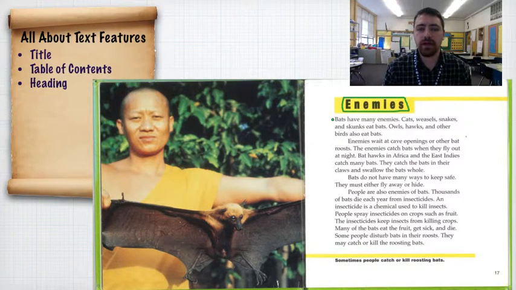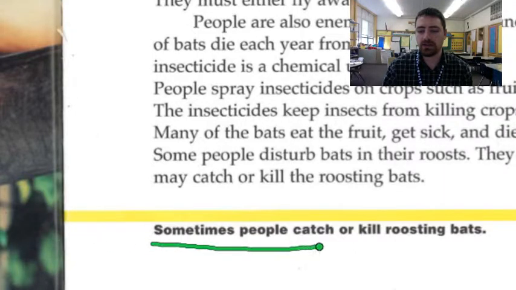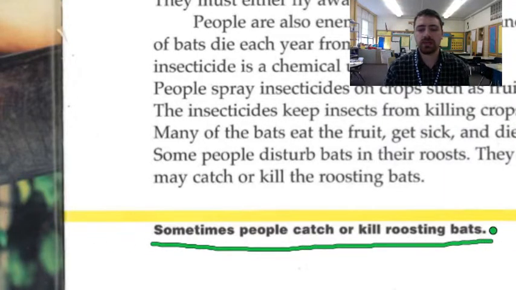So I go through and read all of that, and then one of the other cool things about all about books is that they usually come with really great pictures. So here I can see a man who's holding a bat kind of stretched out. I guess that he might be an enemy of a bat, but I'm not really sure what's going on in the picture. So I'm going to use what's called a caption to help me figure out what's happening in this picture. The caption is usually in bold or nearby the picture. Right here, it's down here, and it says, sometimes people catch or kill roosting bats. Ooh, so now I know that people can be an enemy of bats too.